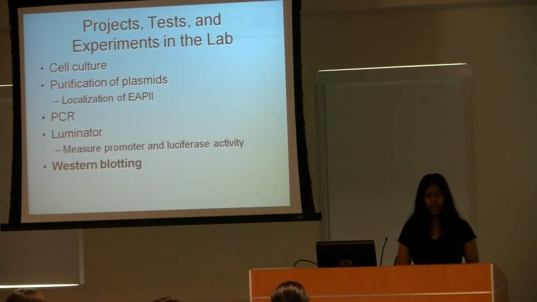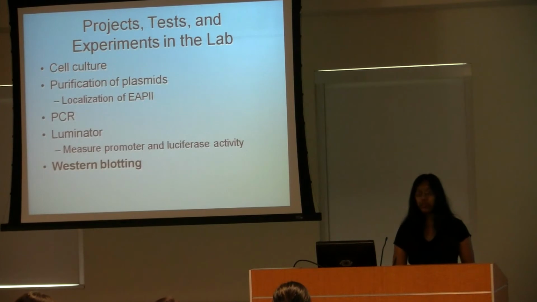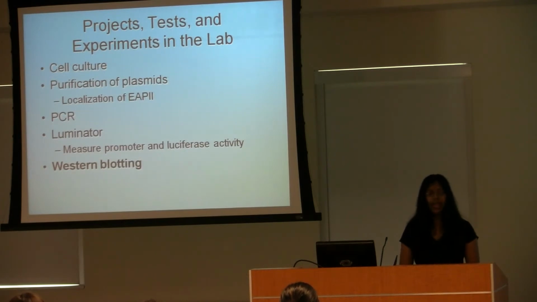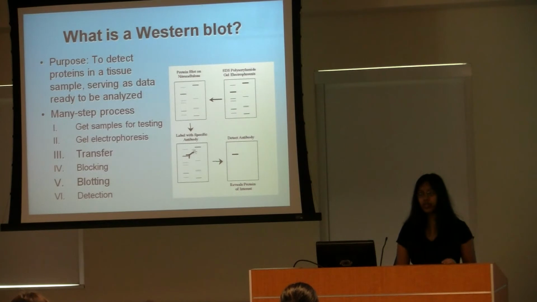During my time here, I did a lot of different experiments. I did cell culture and purification of plasmids, which dealt with the localization of EAP2. And I also did a little PCR. I used a luminometer, which measures promoter and luciferase activity, which I'll speak about later in an experiment, and especially Western blotting. So I'll just give you a quick overview of what a Western blot is.